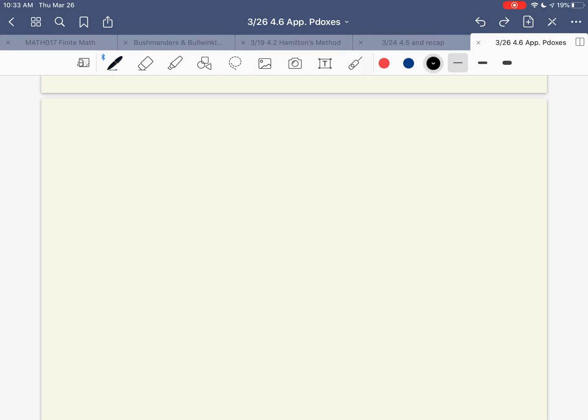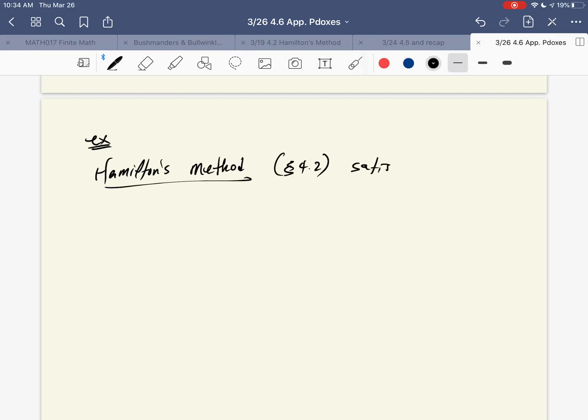Good. So, Huntington-Hill example. Well, why don't I give you a good example? I'll give you an example and a non-example. So, an example: Hamilton's method. This was section 4.2. It satisfies the quota rule. And I'll let you think about why that should be.